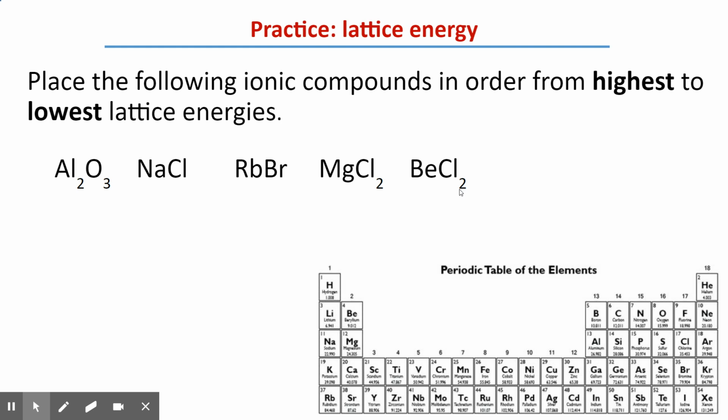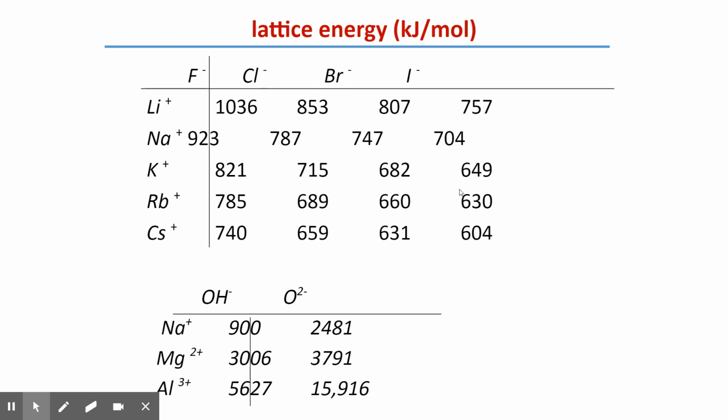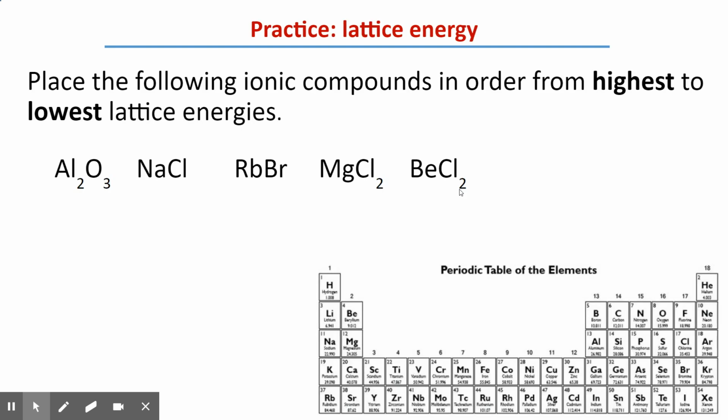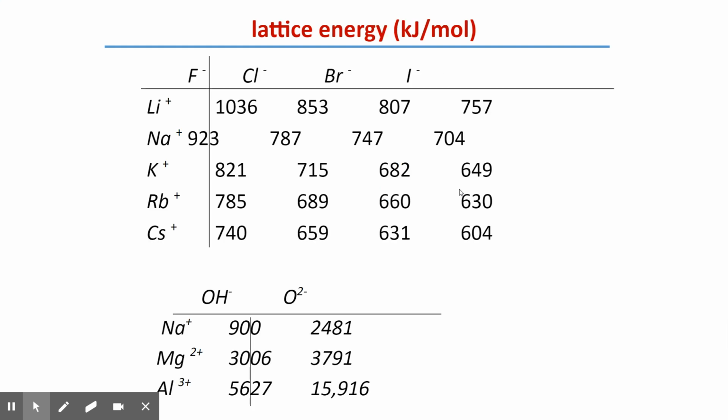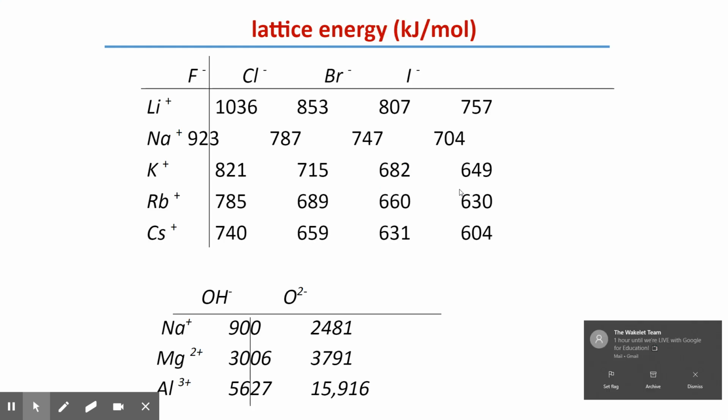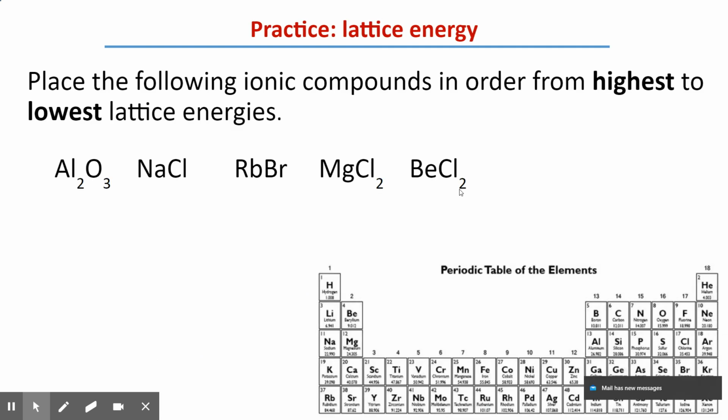So you should be able to place the following ionic compounds in order from highest to lowest lattice energies. Remembering that you have to look at your number of charges here. Why don't you do it on your paper? Put them from highest to lowest. Which one has the lowest amount of charges and which one is going to have the highest amount of charges? Remember that not only do you want to look at your number of charges, but you're also going to have to look at your lattice energy that is higher at the top of the chart and lower as you go down.